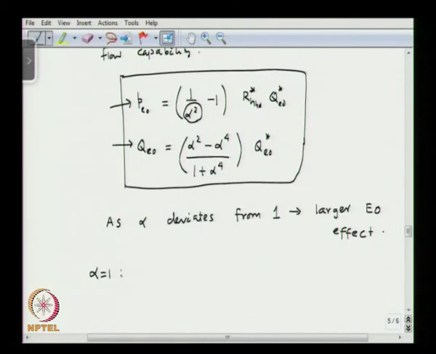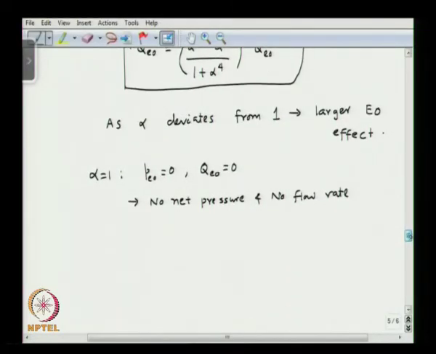So, for alpha equal to 1, if you put in these two equations, P_EO will be 0 and Q_EO will be 0. So, we have no net pressure, okay, and no flow rate. Okay. So, when you say alpha equal to 1, what that means is that the two sections of the channel, part 1 and part 2, have equal size. So, in that case both produce electroosmotic effect, but they are going to be equal and opposite. So, they cancel each other. As a result, we do not have a net pressure capability, we do not have any net flow that is occurring.